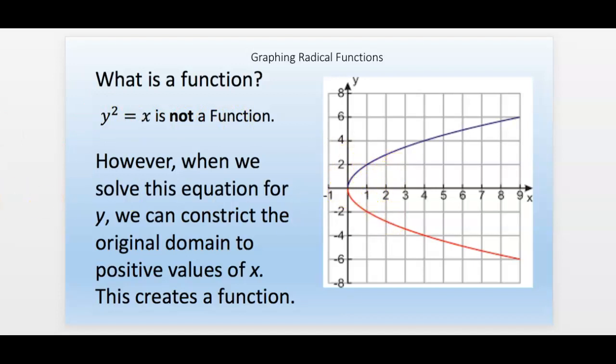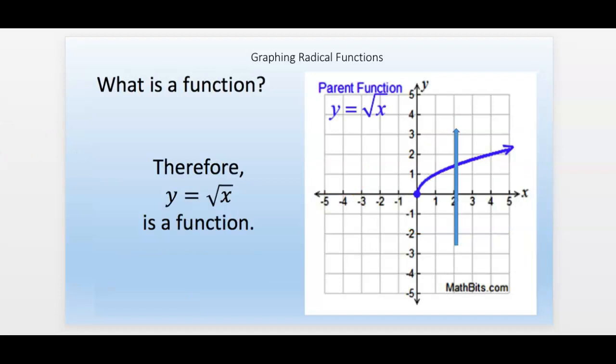It looks like this. However, what we do is take the square root of both sides of this, and we restrict the original domain to just positive values of x. So we're just going to look at the purple or blue curve and disregard the red curve. So we can treat it like a function, okay? So basically it looks like this. y equals the square root of x. This is the parent function. It starts at 0, 0, goes up through 1, 1, and just kind of goes up like that, okay?